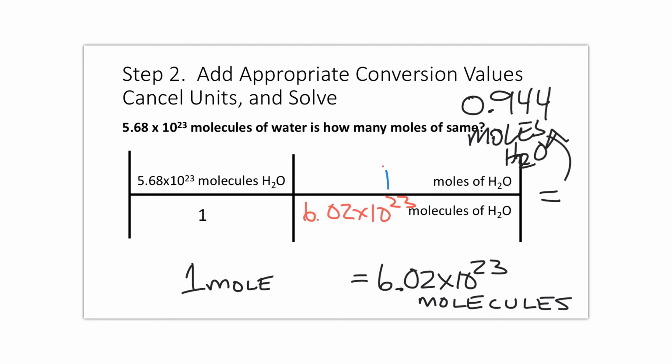And that makes sense because here we have 5.68 times 10 to the 23rd, and here we have 6.02, which is a larger number than this. This is larger than this. So therefore, if this is equal to 1 mole and this is smaller, we're going to have less than a mole. And that's what the math tells us.